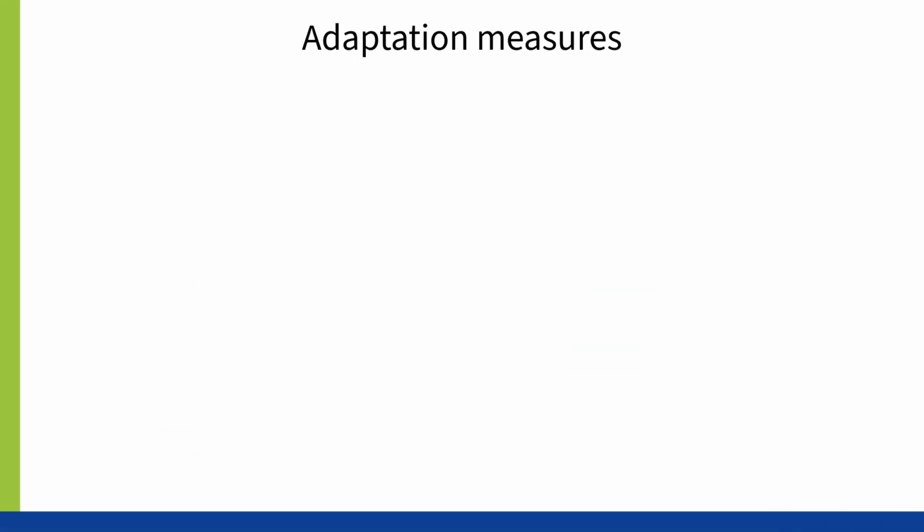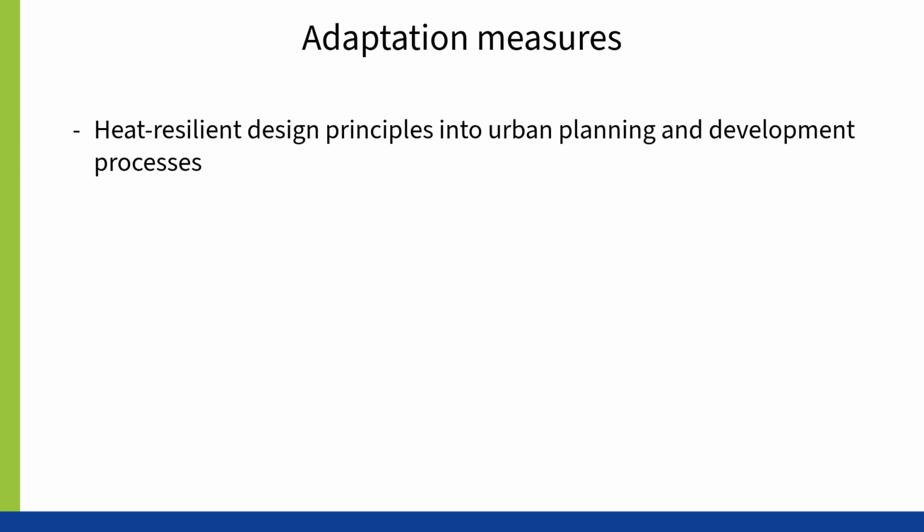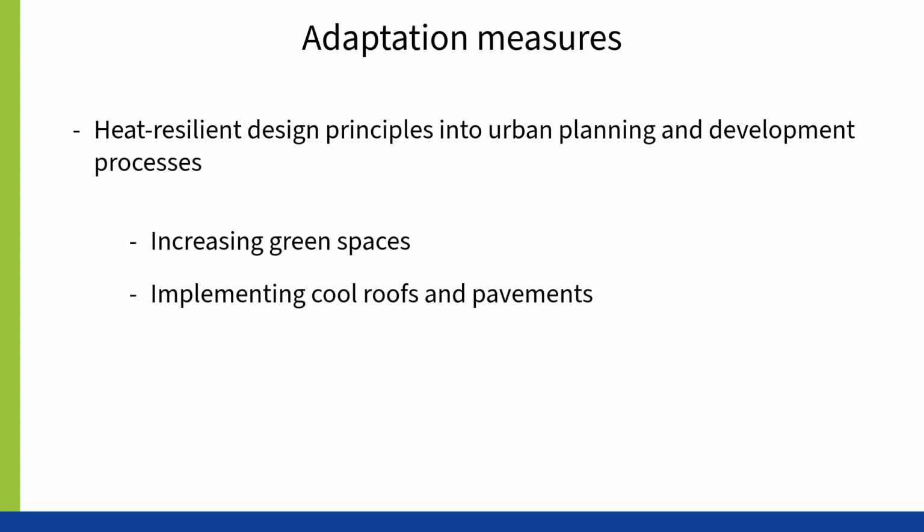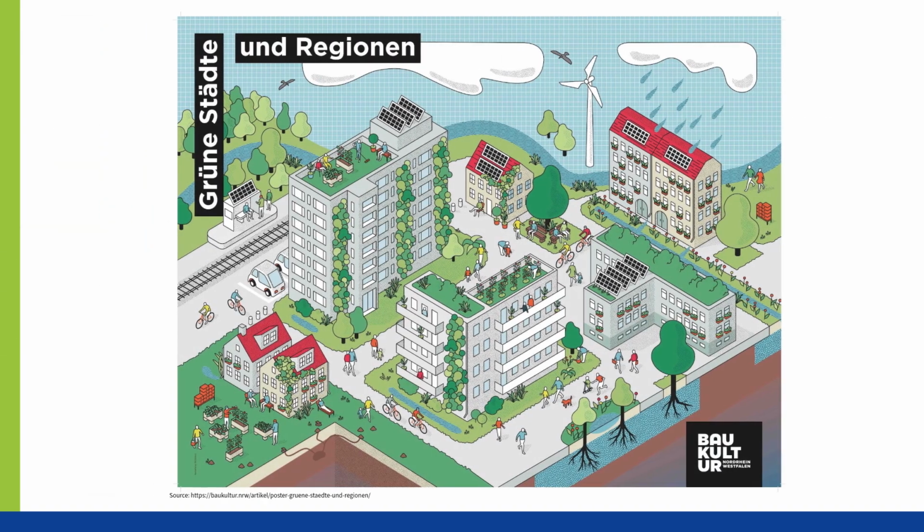So, what kind of adaptation measures derive from this RVA? To summarize, the integration of heat-resilient design principles into urban planning and development processes is an important aspect. This includes increasing green spaces and implementing cool roofs and pavements, for example. Strongly connected to heat is also the need for an integrated water management to mitigate the impacts of heat on the one hand side and to reduce flood risks as well. Nature-based solutions, which are having a cooling effect and the ability to absorb water through their surfaces, are an effective adaptation measure against heat and water management.